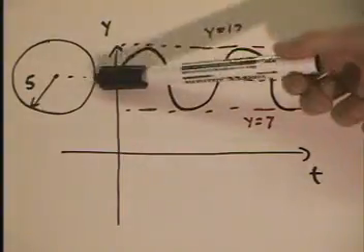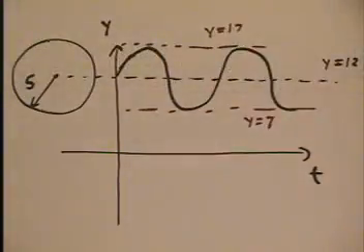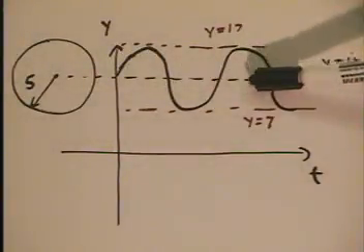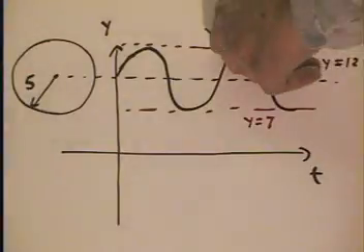How does the central point for the circle relate to the low and high point? Well, it's halfway between, right? So let's see how that works.